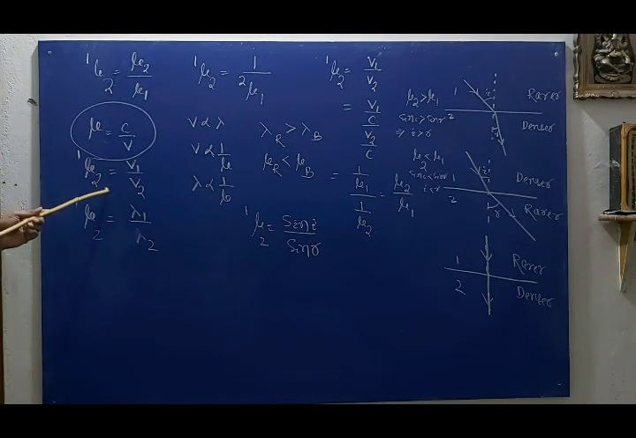Refractive index of the second medium with respect to the first medium is equal to velocity of light in the first medium by velocity of light in the second medium. Similarly, in terms of wavelength, it is equal to wavelength of light in the first medium by wavelength of light in the second medium.